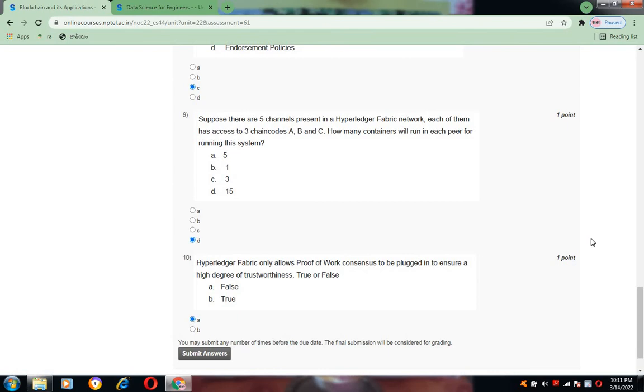Coming to the question number 10. Hyperledger Fabric only allows proof of work consensus to be plugged to ensure a high degree of trustworthiness. So is it true or false? Actually it is false, so the answer is A.